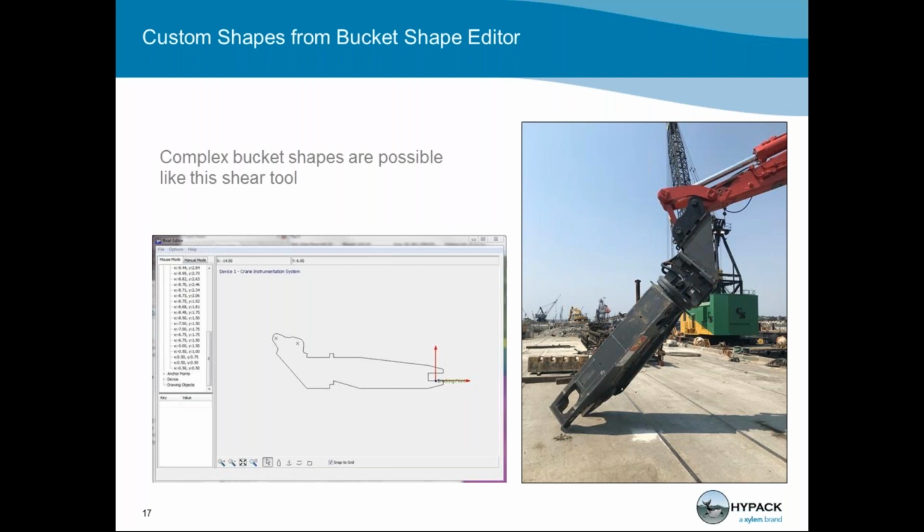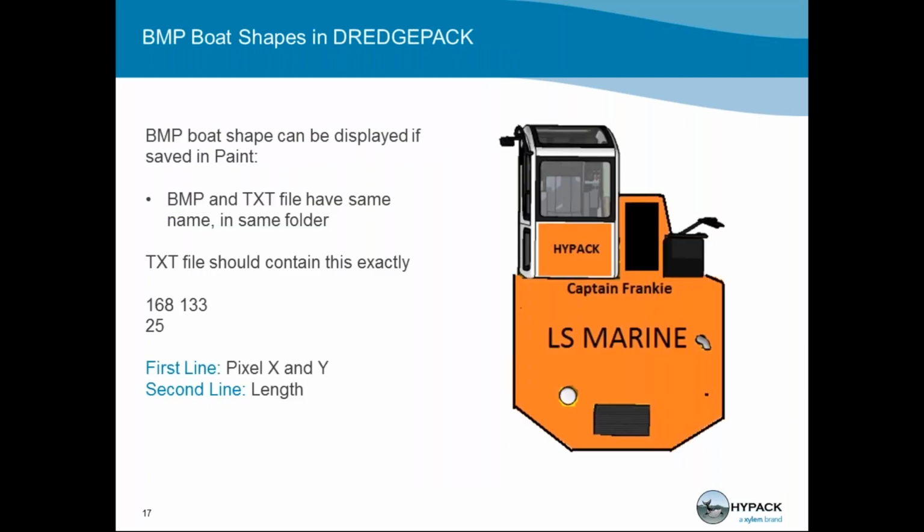So we took a side picture of this shear. We traced it out. Now you can see it made a beautiful shape here that we saved out that we can load in the boat shape editor. And you notice that tracking point down there on the bottom left-hand side in the boat shape editor. That's at the point of which they want to measure depth and position.